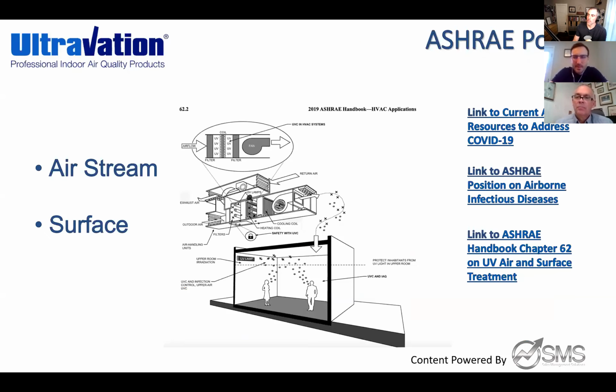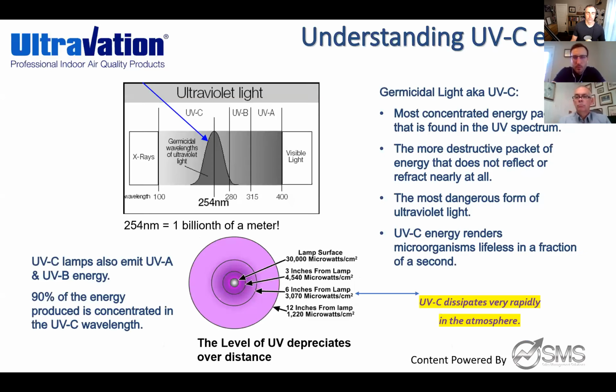So we'll jump to the next slide here. This is ASHRAE's position. I'm not going to go into each of these definitions, but I'm going to give you a brief overview, and I will send you the link so you can read the articles. Basically what it's saying is to treat the airstream and treat the surface with UVGI technology, which is found in UVC lamps. And on our next slide, when Scott jumps over to it, we are going to go through the connection between UVC and UVGI.